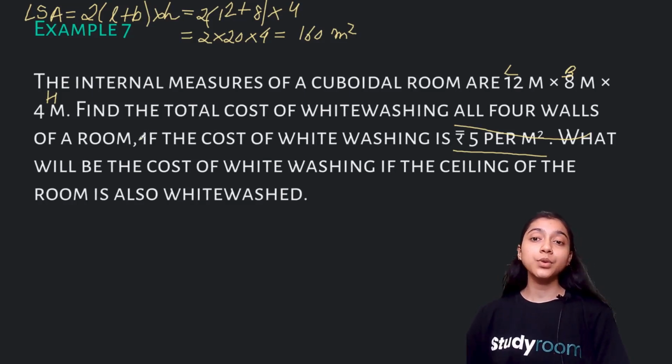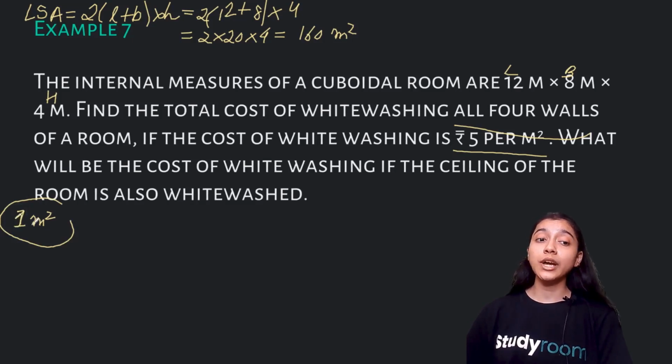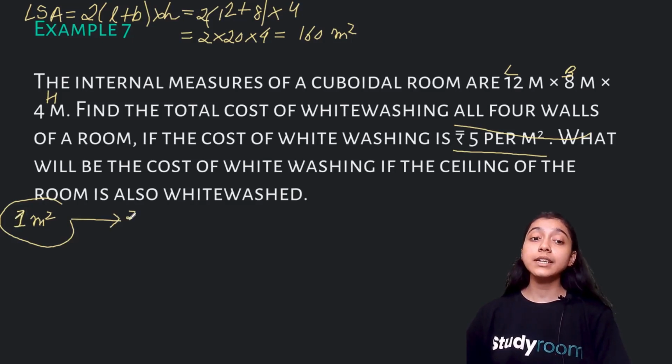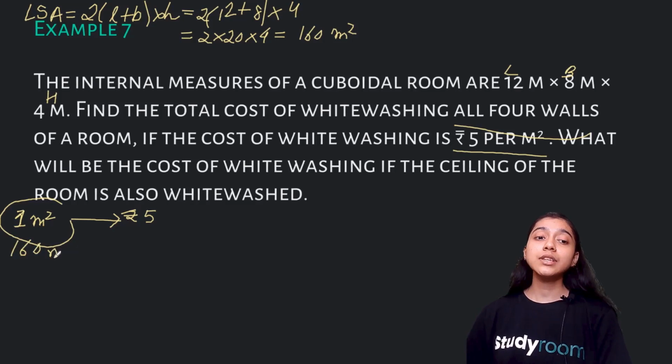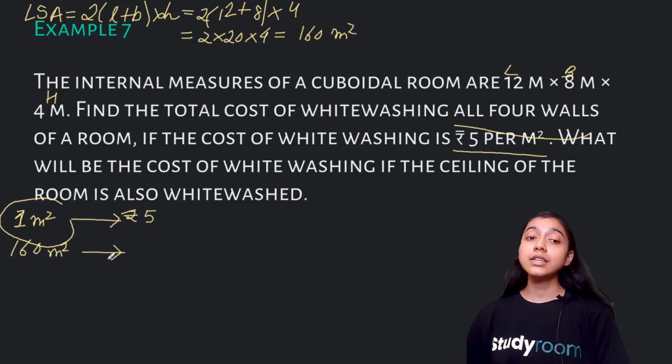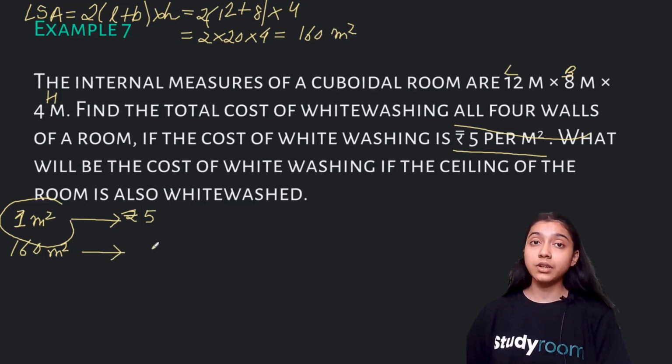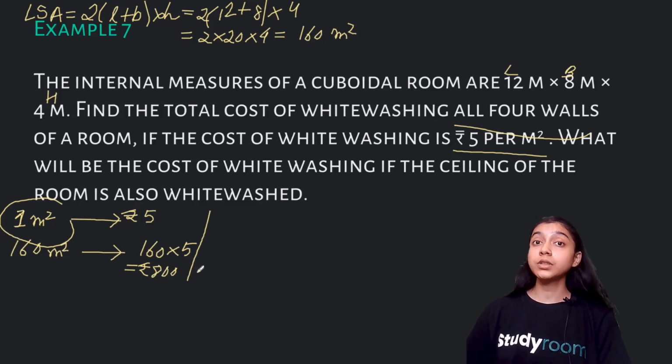Now the information that has been provided to us is that if we have to whitewash 1 meter square area, then the cost that it will incur is rupees 5. So for whitewashing all the 4 walls, the area that needs to be whitewashed is 160 meters square. So the cost that will be incurred will be 160 multiplied with 5, which gives us rupees 800. So this is the cost of whitewashing the 4 walls of the room.